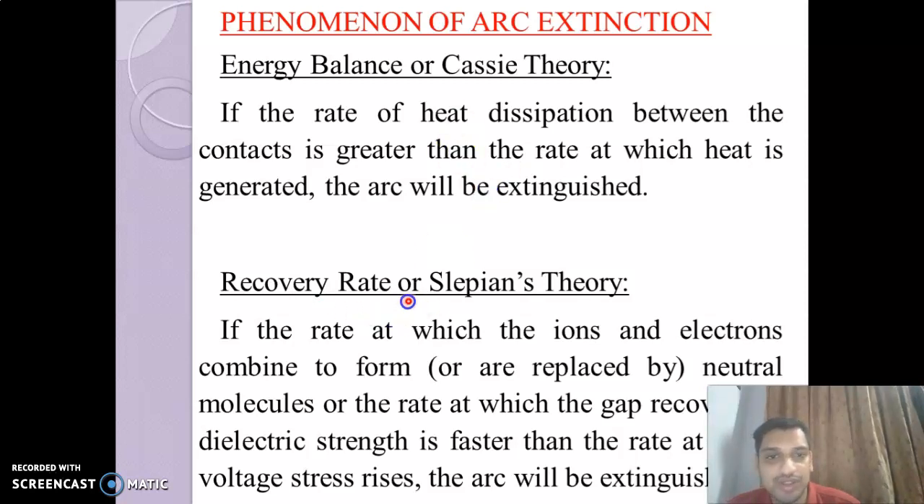The second theory is the recovery rate or Slepian's theory. In this theory, there is formation of neutral molecules, combining ions and electrons to form a neutral molecule. If the rate of formation of neutral molecules is faster than the rate at which voltage increases, then the arc will be extinguished.